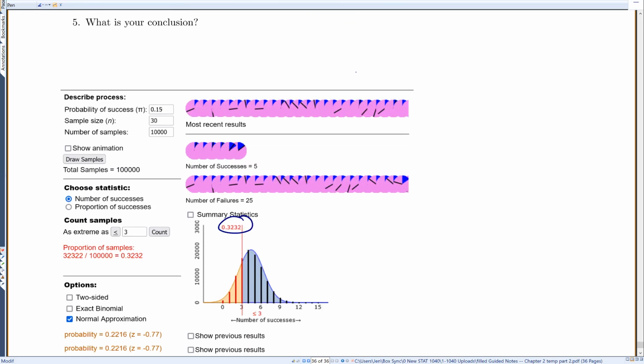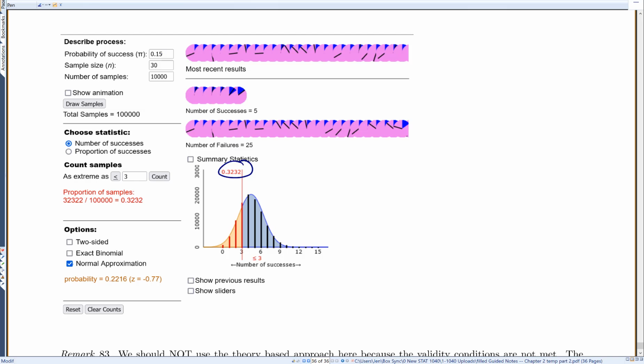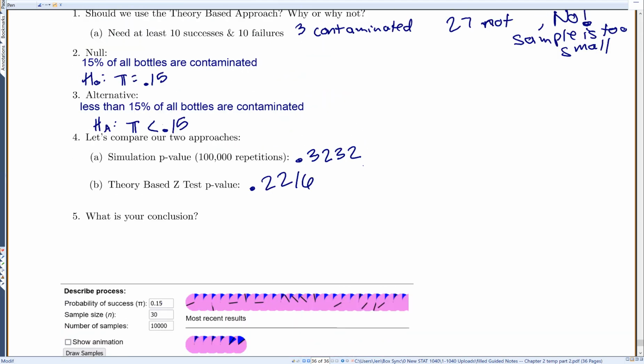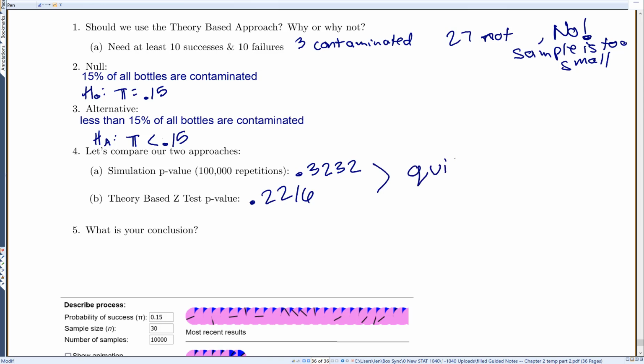Okay. Now my theory-based p-value though, so you just click on the normal approximation. That's how you do your theory-based. So this is my simulated. This is my theory-based. So now my p-value is 0.2216. Okay. So notice these p-values are quite different. Much more different than before. Either one was technically still getting to the same conclusion, but the p-values are very different. Okay, and we should use the simulation-based p-value because we already said our sample size is too small to use the theory-based. So we don't want to use this one. My sample size was too small.